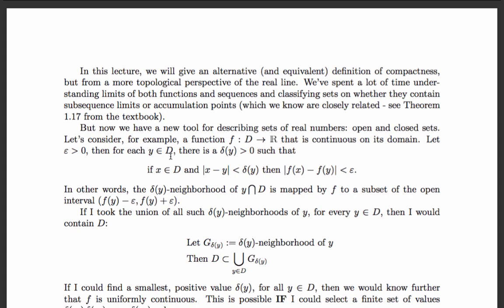In other words, the delta y neighborhood of y, which is an open set, intersecting with D, is mapped by f to a subset of the open interval (f(y) - epsilon, f(y) + epsilon). In other words, the epsilon neighborhood of f(y).